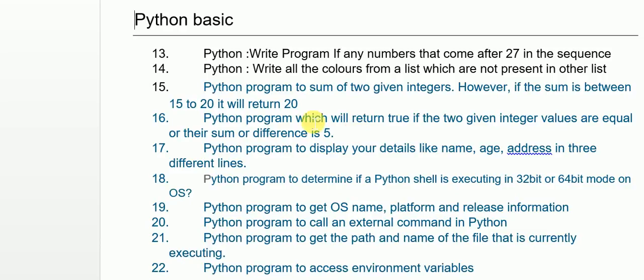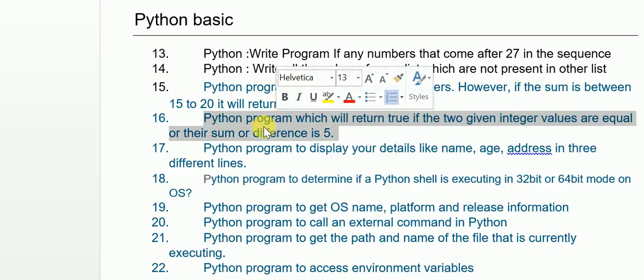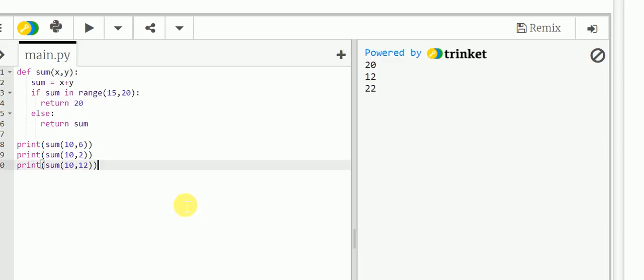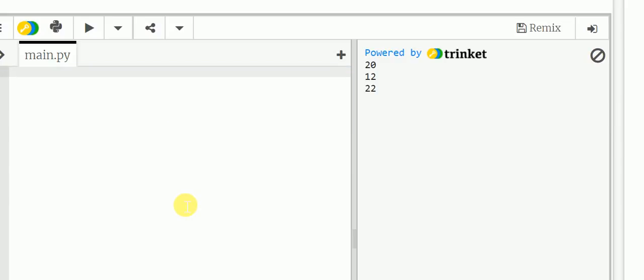Now we will see the 16th program. Write a program which will return true if the two integer values are equal, or their sum or difference is 5. So we will write a program on that.